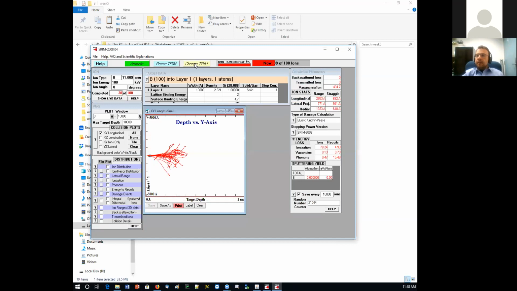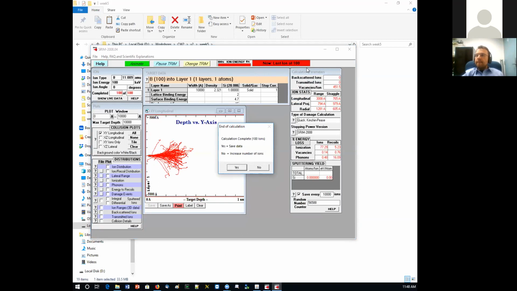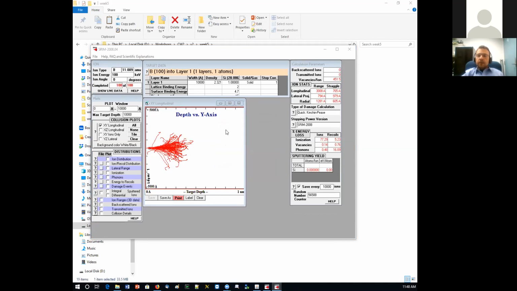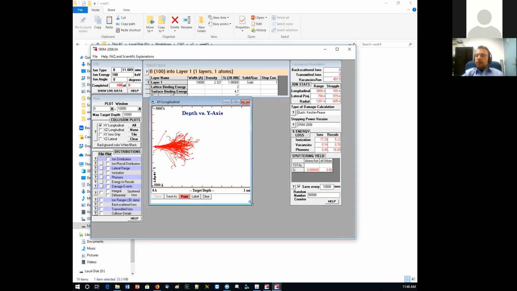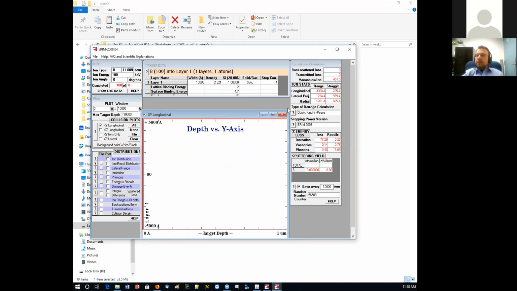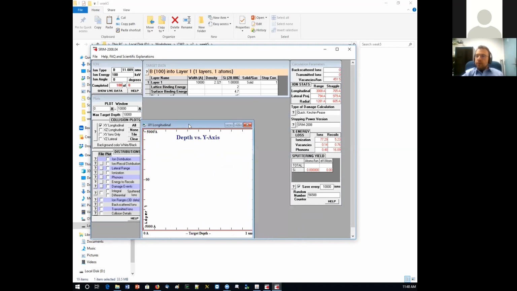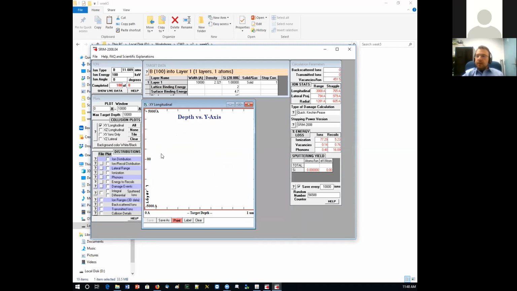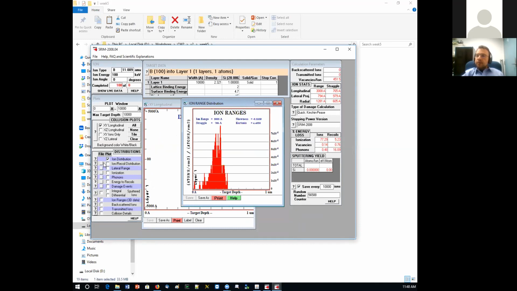Once you click that, it should gradually send all of the ions. 100 should be completed, and on your screen, you should see the calculated trajectory of the ions. Oops, I lost it. That's the thing: if you make it smaller or bigger, you kind of lose the thing. But it's not critical at this point. Let me click on this ion distribution. That's going to show us where the ions are.